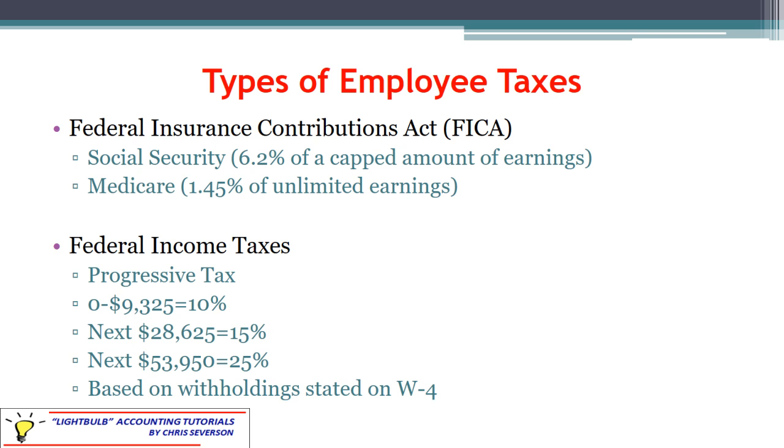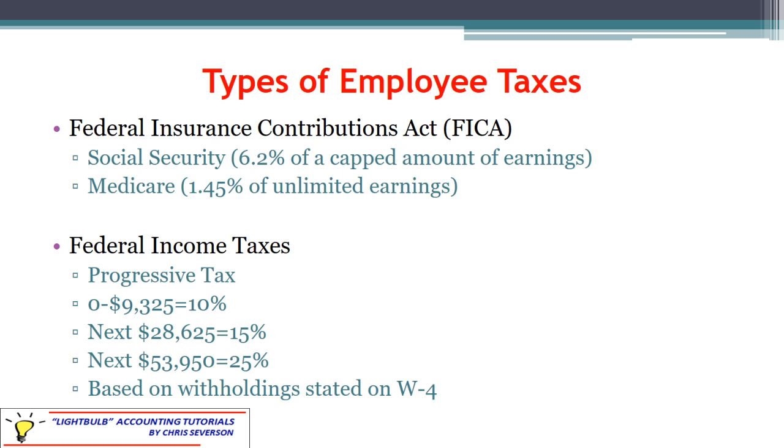Medicare is a little bit different. Medicare is taxed at a 1.45% rate, and it has no limit to it. So whether you're making $50,000 a year or $700,000 a year, you're still going to be taxed 1.45%. Now, just a quick overview without going into too much detail.